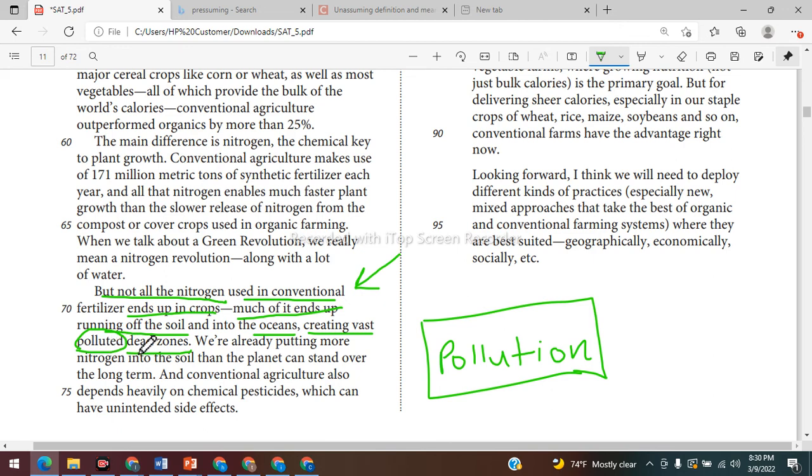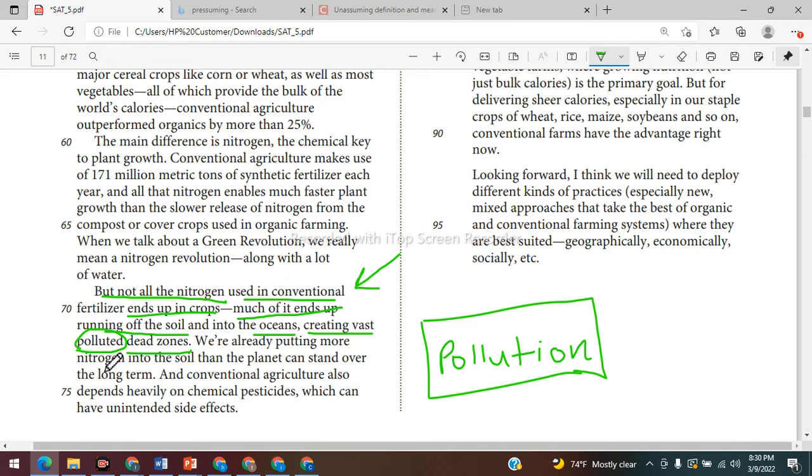What's the good side of using the fertilizers? The good side. You get more for less. Yeah, you get more for less. You get more crops for the same amount of land that you bargained for, that you got.